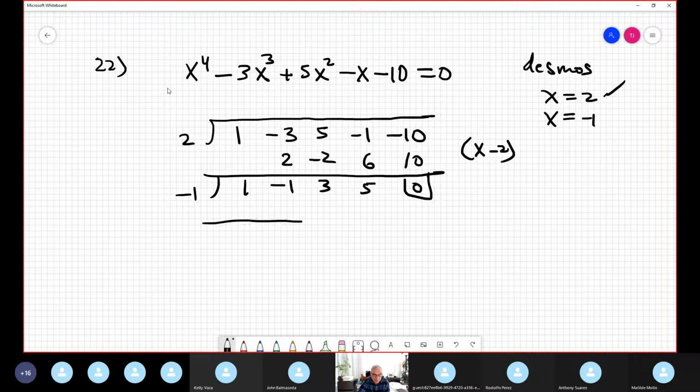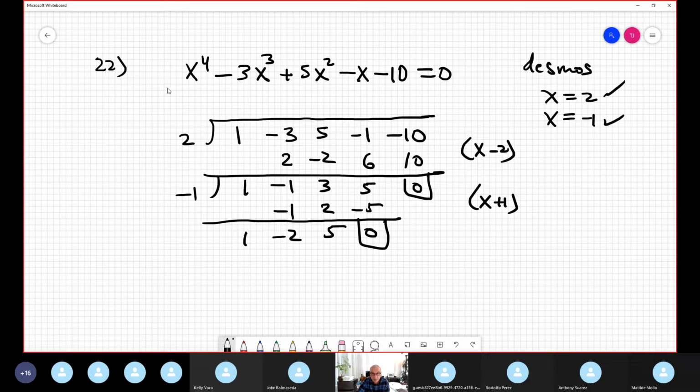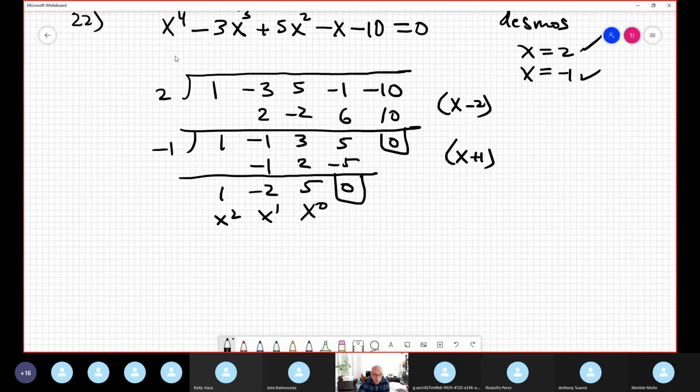But -1: 1, -1, -2, 2, 5, and -5. The factor x plus 1 belongs to the polynomial, and it's a verification. And the rest is x to the 0, x to the 1, x to the 2, which is quadratic. Because 2 plus 2 is 4, the degree of the polynomial, it is x squared minus 2x plus 5. Okay, by the way, this is another irreducible quadratic expression.